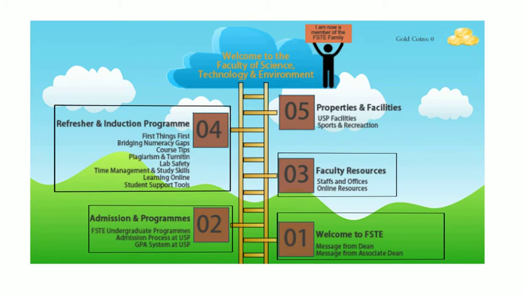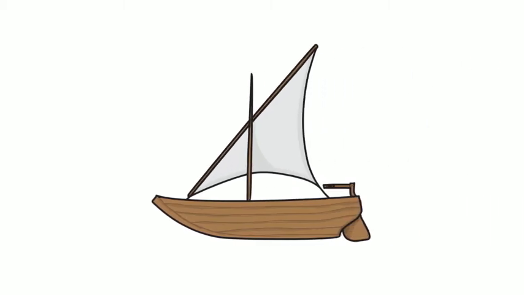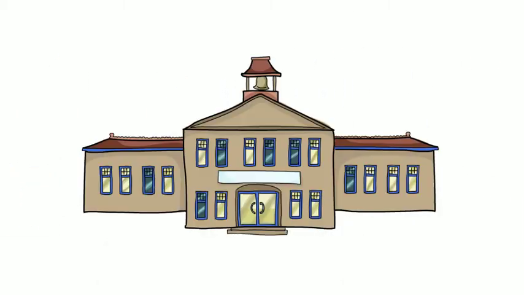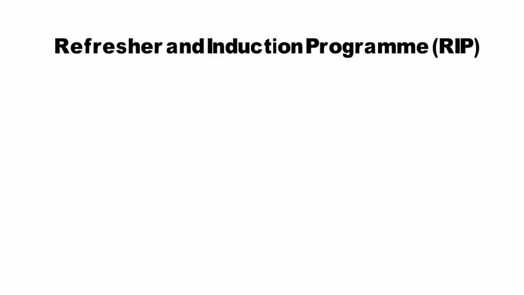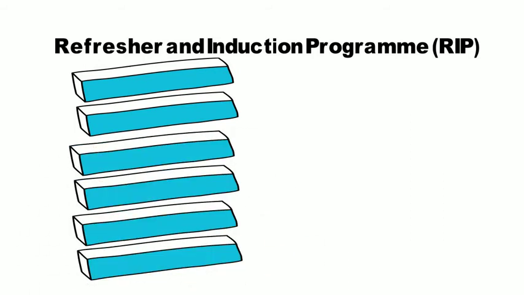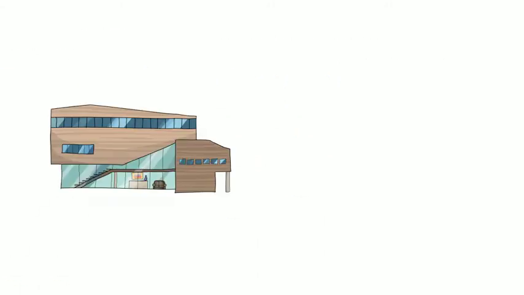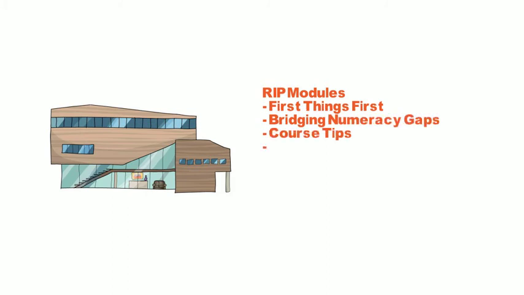Section 4 is Refresher and Induction Program, which is an exciting and highly interactive program, known as RIP, to facilitate a smoother transition of its new students into degree programs and university life. RIP has modules that are designed and developed by highly qualified staff and tailored especially for the new science students. The students are required to attend RIP held in the lecture rooms. There are 8 one-hour modules in the program.